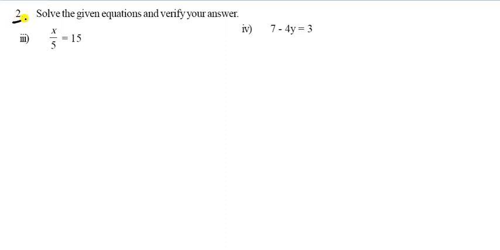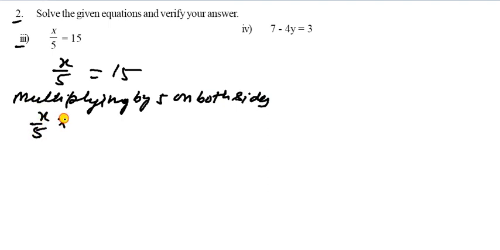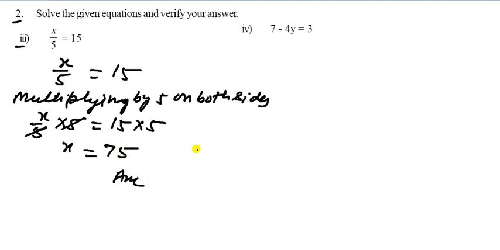Now question number second, the third part. That one is x upon 5 is equal to 15. Multiplying by 5 on both sides. So it is x upon 5 into 5, and here is 15 into 5. So 5 will be cancelled out. So we get x equal to 15 fives are 75. So 75 is your answer.